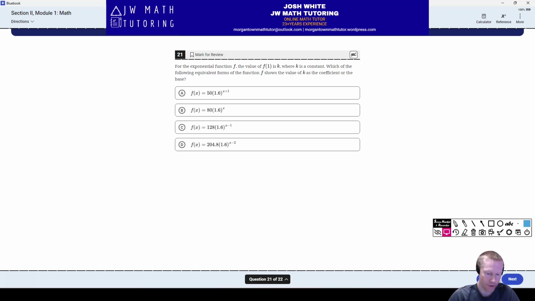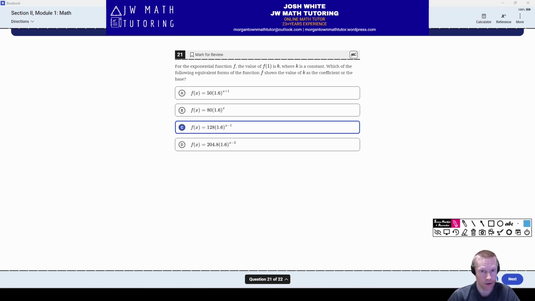All right, next up we have an exponential function, and they tell us f of 1 equals k, where k is a constant. So which of the following shows the value of k as a constant? A couple things. First of all, theoretical approach. I already know that the answer is going to be C, because if you're plugging in 1 and you want the answer to show as a constant in the problem already, that means you need the exponent to be 0, which causes the base raised to the exponent to turn into 1, so that the number you see in front is what you want as your answer. So that's why it's C, because up here it's x minus 1.